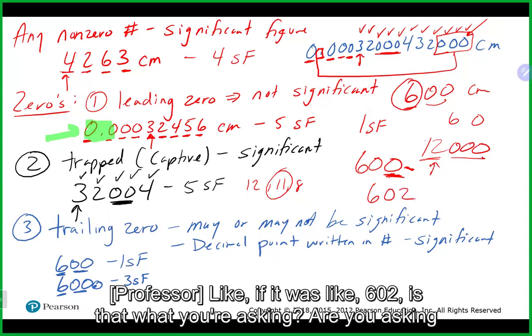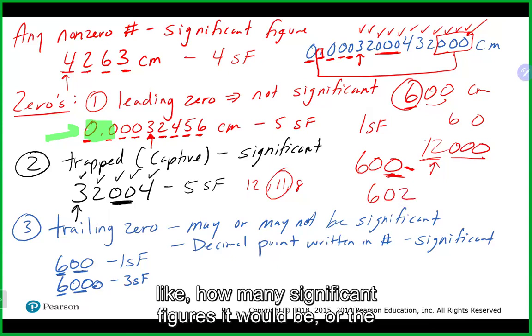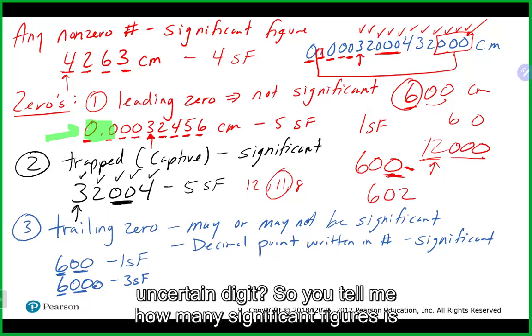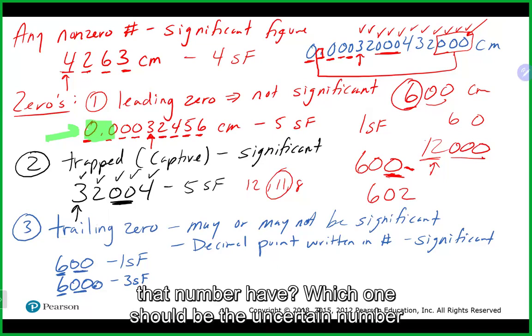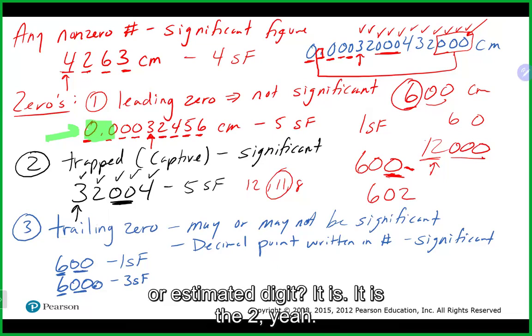Like if it was like 602, is that what you're asking? Are you asking how many significant figures it would be, or the uncertain digit? So you tell me, how many significant figures does that number have? Which one should be the uncertain number or estimated digit? It is the 2, yeah.